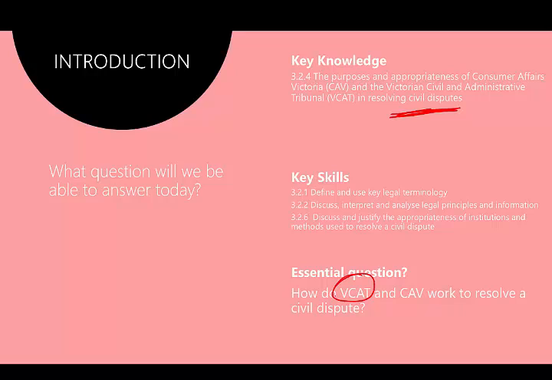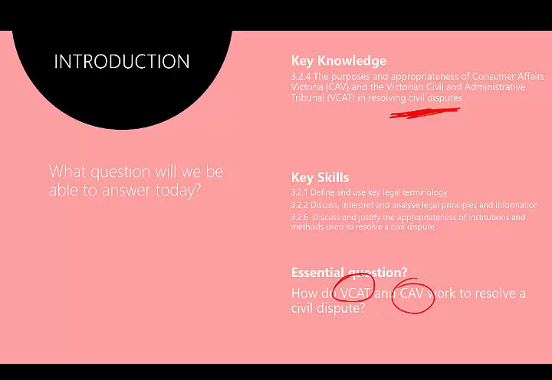I should have noted before, a VCAT hearing is not arbitration. That's a different thing, okay? And just don't fall into that trap. But effectively, hey, how's VCAT going to resolve a civil dispute? Well, they're going to try and get you to resolve it yourself. And if for whatever reason you can't, they'll come in at the end and provide a binding outcome.